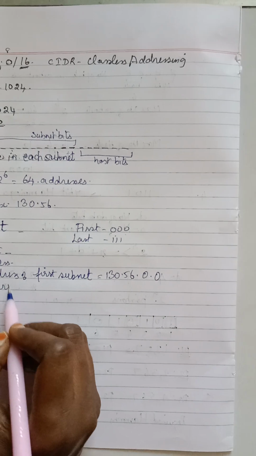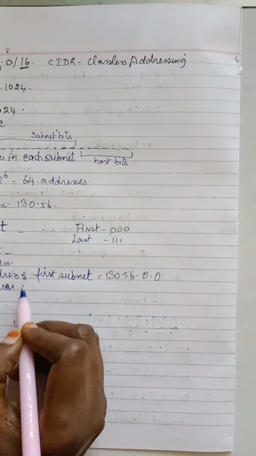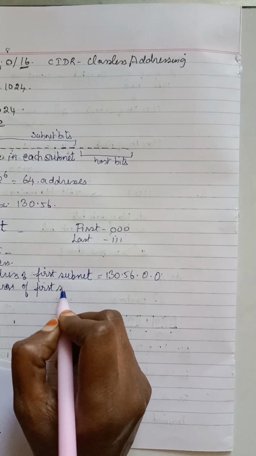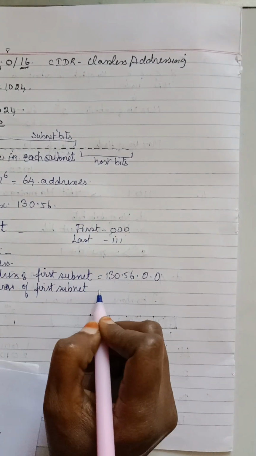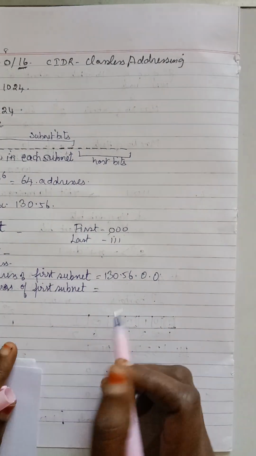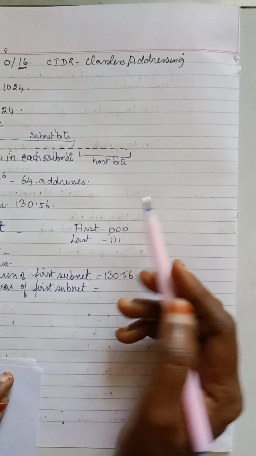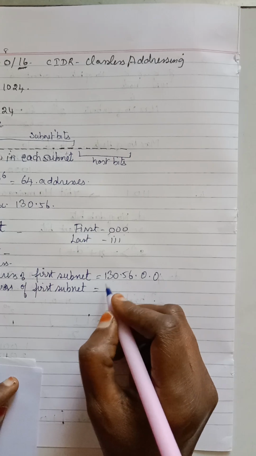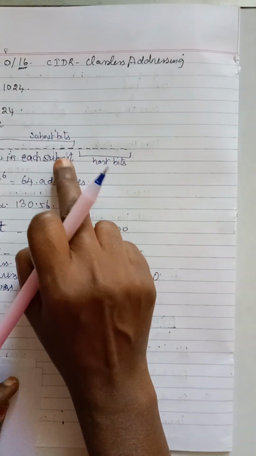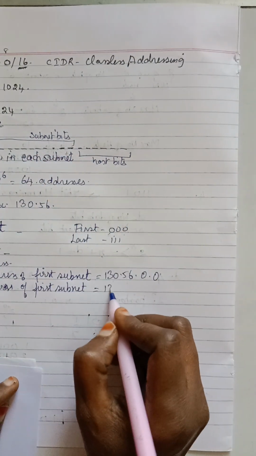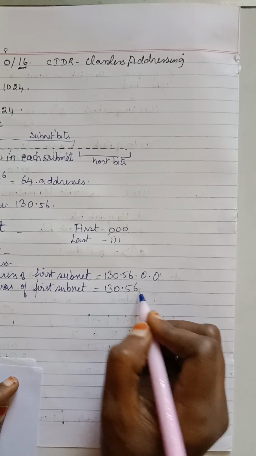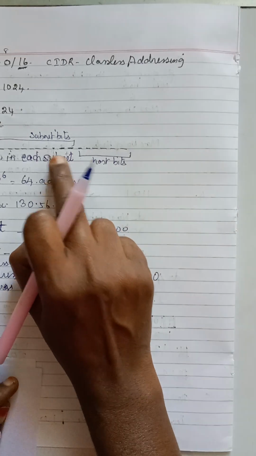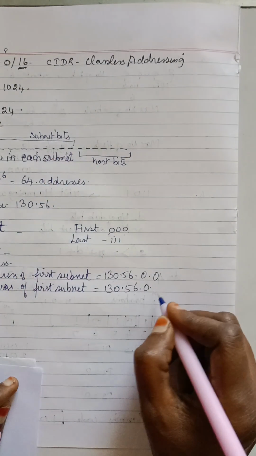Now what will be the last address? The last address of the first subnet. It is the first subnet only, but the last address. So the last address will be when all the host bits are 1, but the others are 0. Just we'll write it: 130.56.0, because all these are zeros only. Next, these two also 0 only.